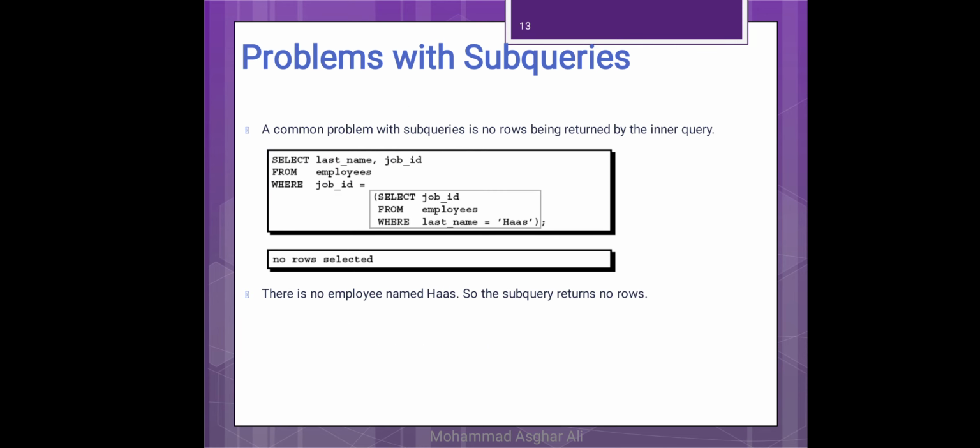And this is the problem with subqueries. A common problem with subqueries is no rows being returned by the inner query. Select last name, job ID from employee where job ID equal to, select job ID from employee where last name equal to 'Haas'. It displays no rows. There is no employee named Haas, so the subquery returns no rows.